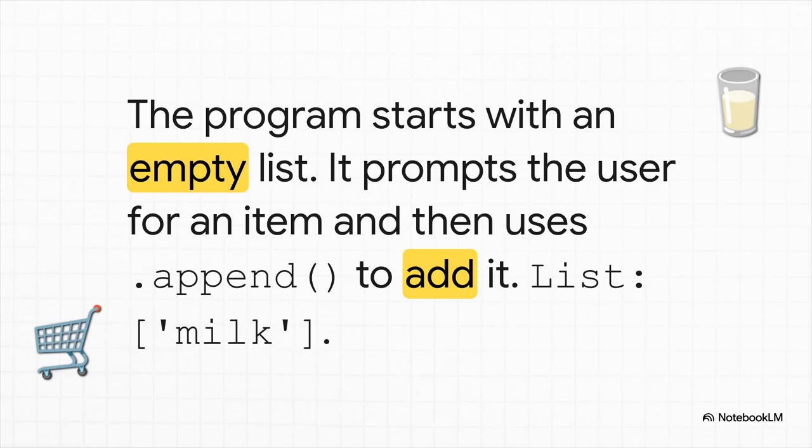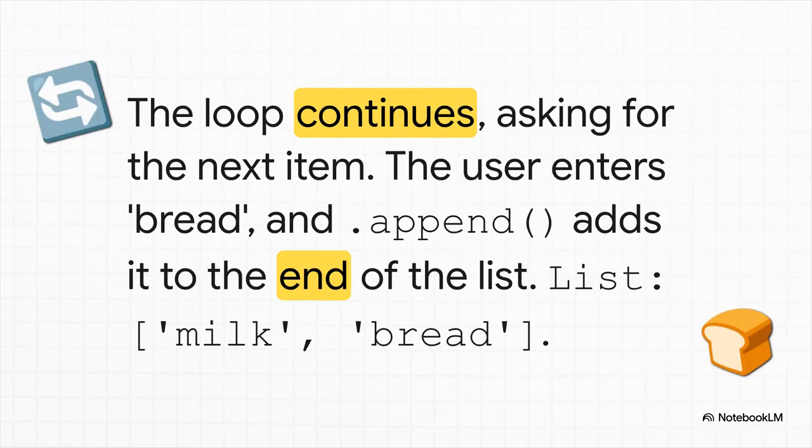So the program kicks off with a completely empty list, nothing in it. It then asks the user, enter an item. The user types milk. Hit enter, and our code uses that .append method we just talked about to add milk right into our list. See? Simple as that. And the program doesn't stop there. It just keeps asking for more input.